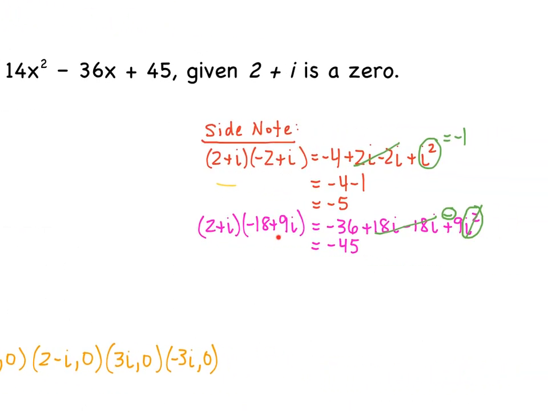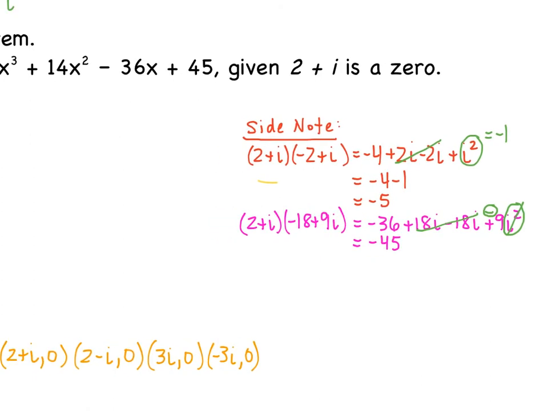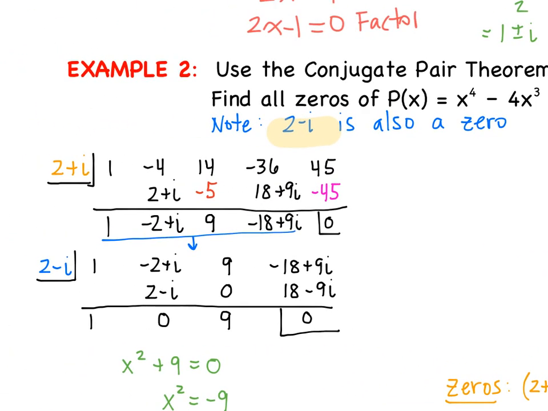So 2 plus i times negative 18 plus 9i. We distribute: 2 times negative 18 is negative 36. 2 times 9i is 18i. i times negative 18 is negative 18i. And i times 9i is 9i squared. The i squared just becomes a negative 1, so all I'm going to do is switch that sign. We really have negative 36 minus 9, because the 18i's cancel, and we're left with negative 45. So I'm going to plug negative 45 in. The good news is we did this correctly because we have a 0 as our remainder.